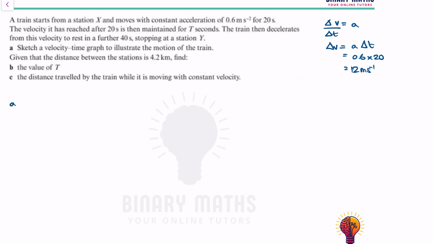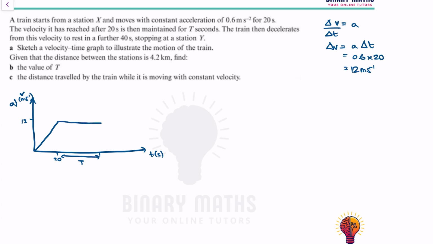So that means, on the graph with velocity in meters per second and time in seconds, in 20 seconds it goes up to 12. And then for a further t, so only up to t, it maintains the same. So it maintains the same speed.